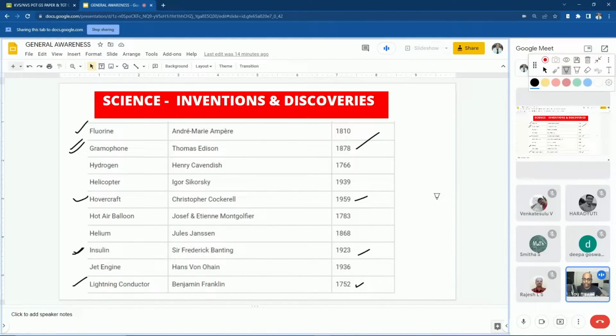Rajesh sir, can you hear me? Yes, sir. What is insulin? Is it a hormone or a chemical? Insulin is a hormone, sir, which is secreted from the pancreas, from the islets of Langerhans, from the beta cells. So in case you get a question, what is insulin, it is not a chemical. It is a hormone.